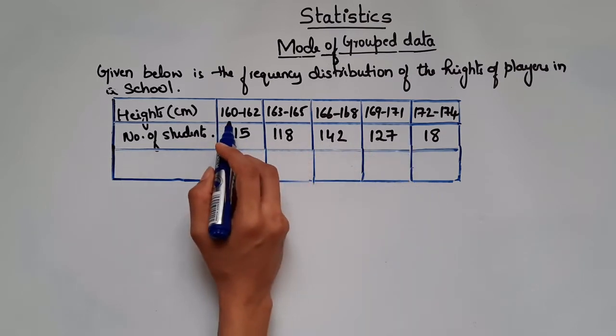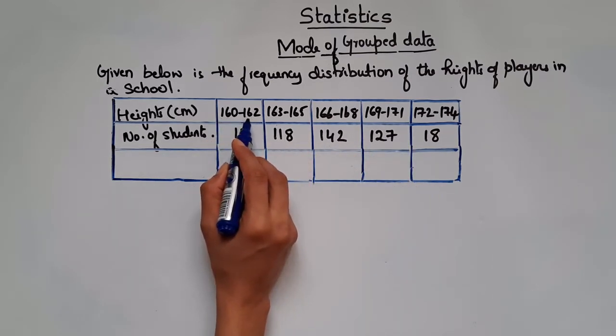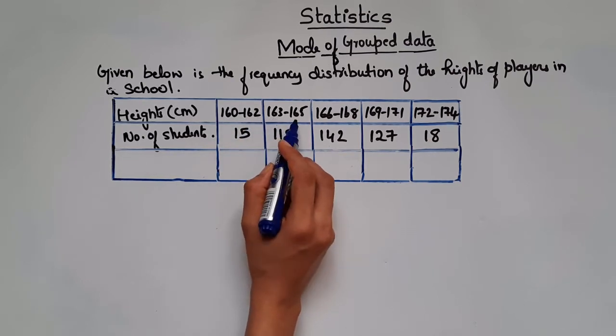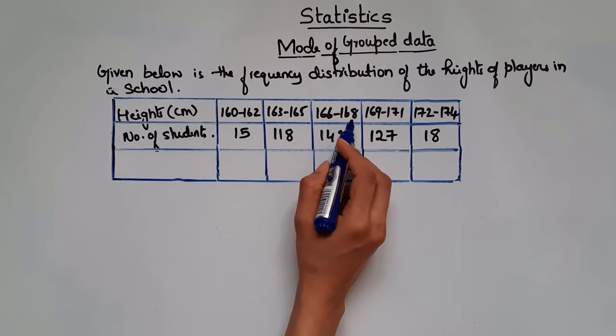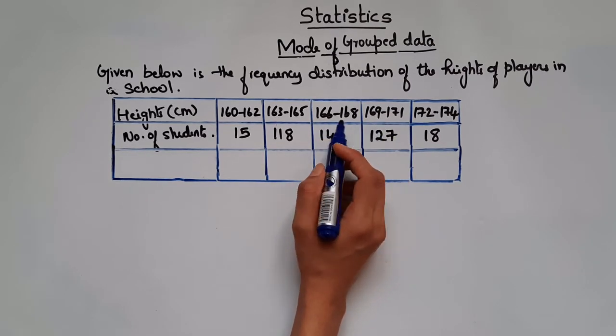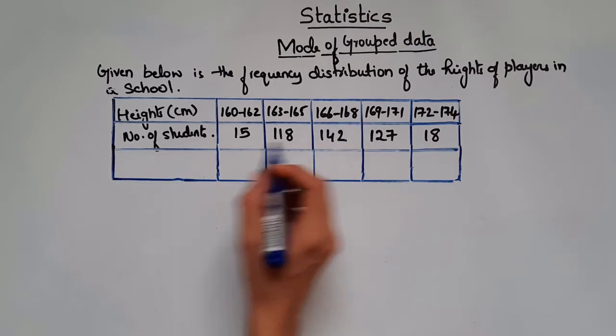Now if you see the class interval, here the class interval is not continuous. We have 160 to 162. It's not starting with 162, it's starting with 163. So 163 to 165, 166 to 168, and so on. So it's an inclusive series. So first we have to convert this to exclusive, and then we have to find the modal class. So let me do it here itself.